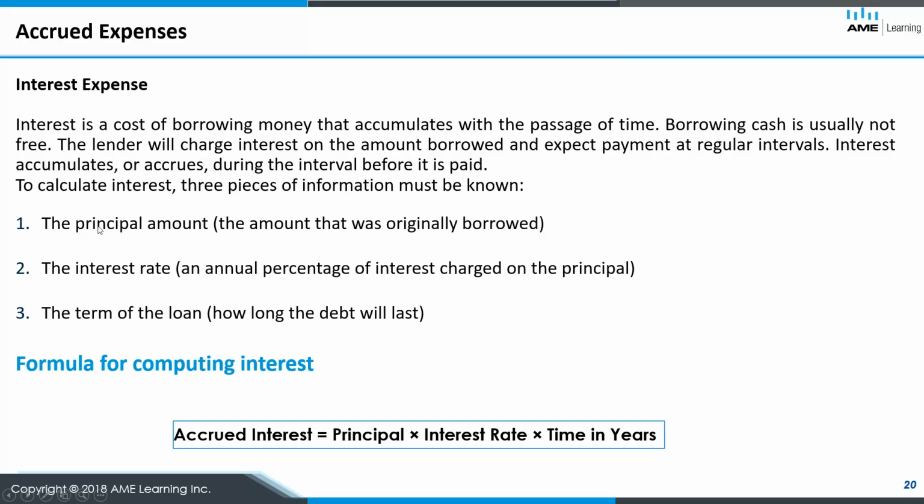So if you borrow $10,000 from the bank and the liability back to the bank is $10,000, that's the principal amount. And once you pay all of the principal back, you basically don't have a loan anymore. You've repaid the full loan. The interest rate is an annual percentage rate that's charged on the principal. So if it's 10% on the 10,000, then you're going to owe whatever that is.